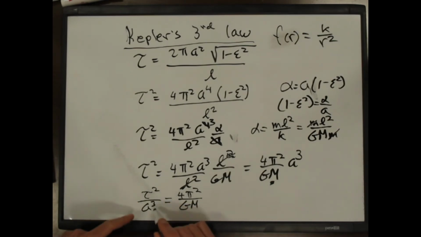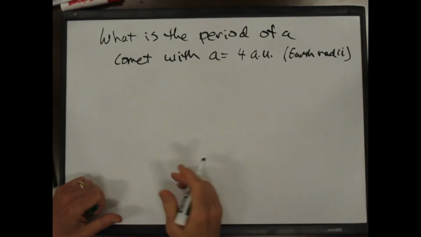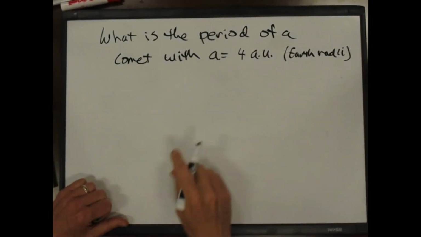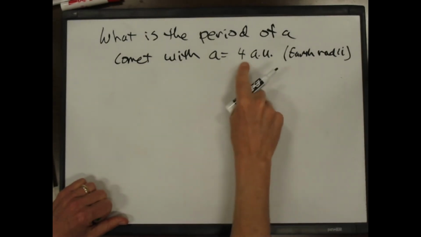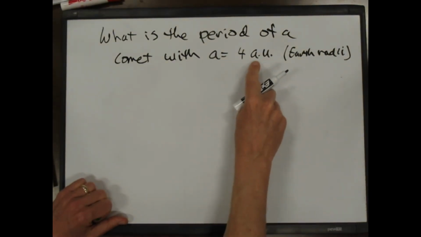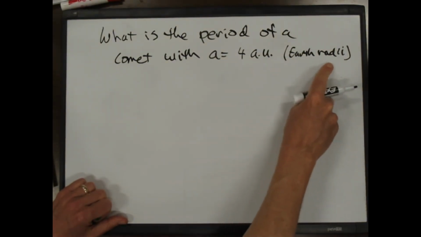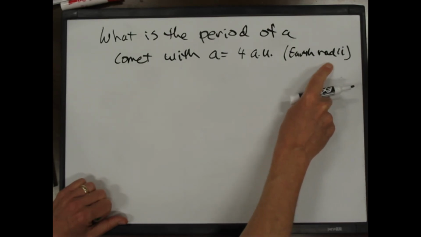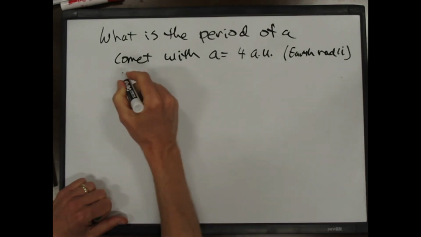All he knew is that this ratio was a constant because of the proportionality. It was Newton who showed why Kepler's law works. So as an example, we can say, what's the period of a comet with a semi-major axis of 4 astronomical units? An astronomical unit is the average distance from the Earth to the Sun, right?